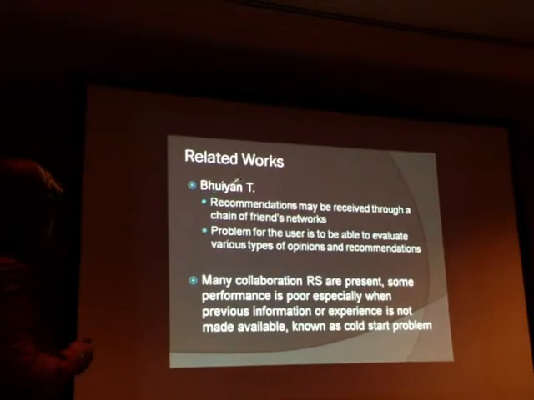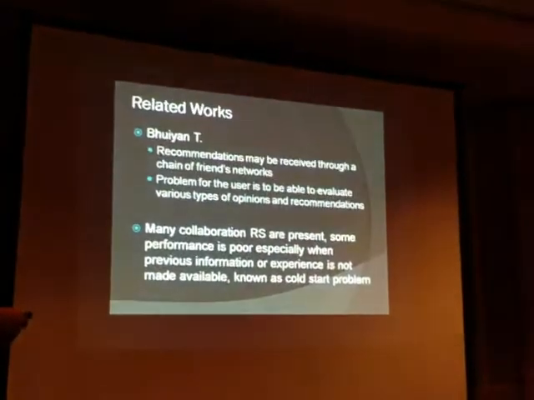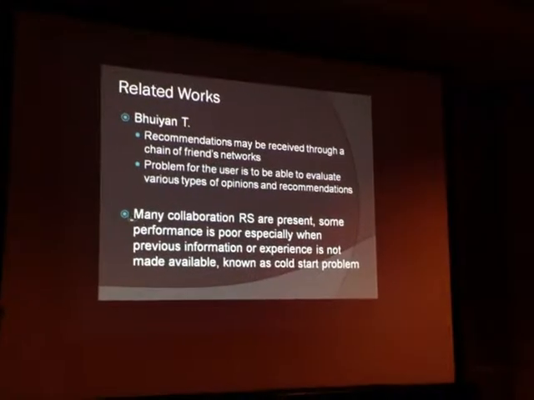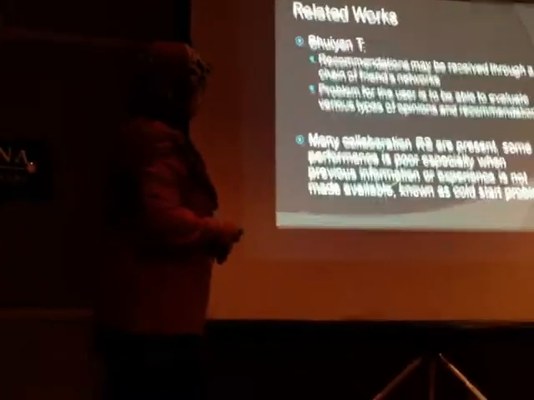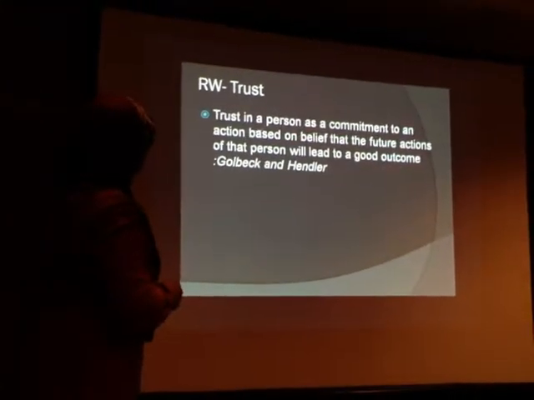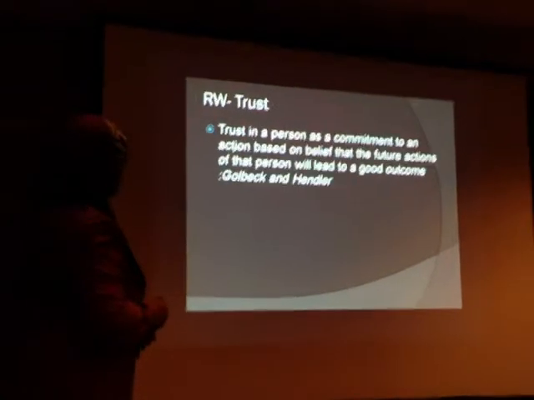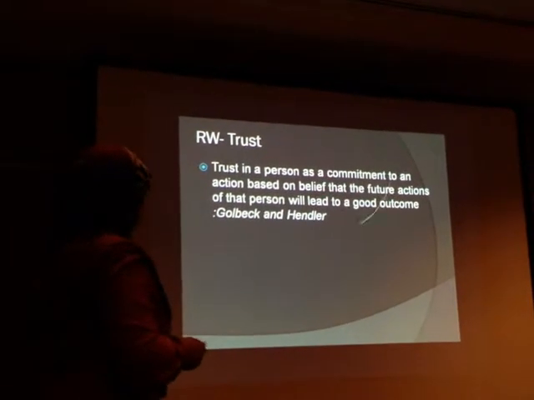And this is the related work, buoyancy. I choose just one of them. They recommend, maybe received through a chain of friends network. And the problem for the user is to be able to evaluate various types of opinions and recommendations. And even though many collaborative recommendation systems are present, some perform poorly, especially when previous information or experience is not made available, also known as the cold start problem. And about trust, trust is a person's commitment to an action based on the belief that the future action of that person will lead to a good outcome. So maybe anything from the experience that bloggers give can lead to a good outcome. This is from Goldberg and Handler.